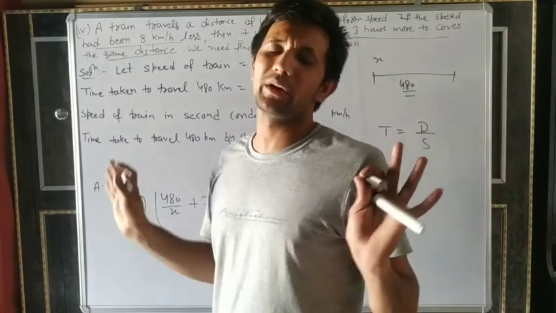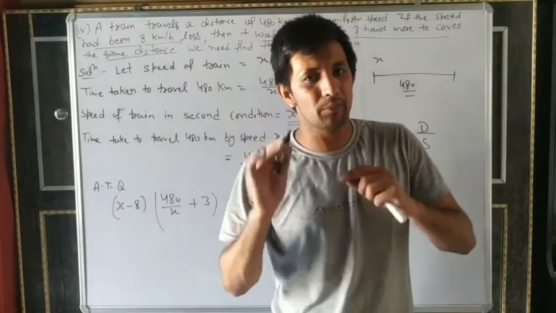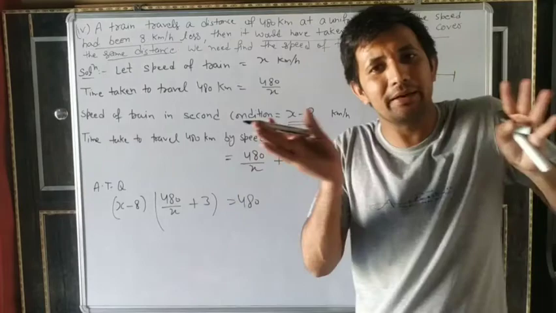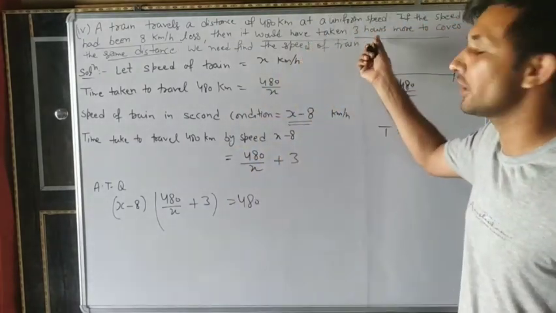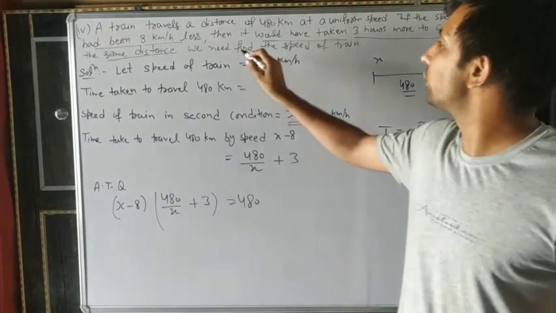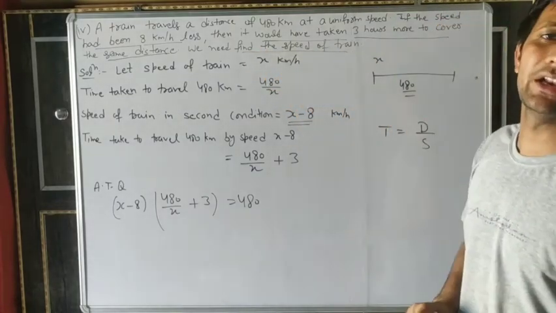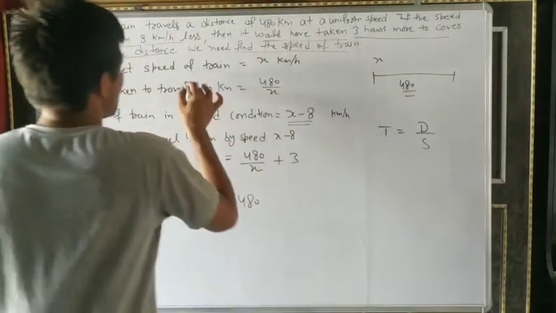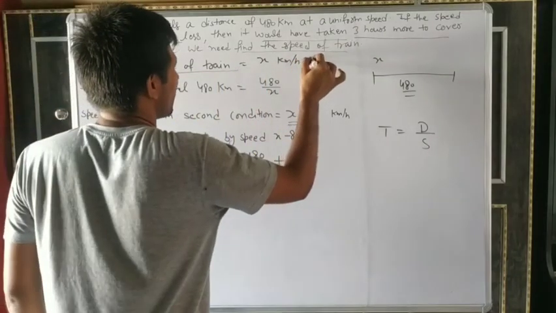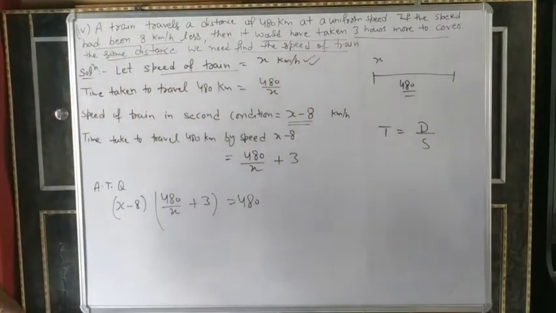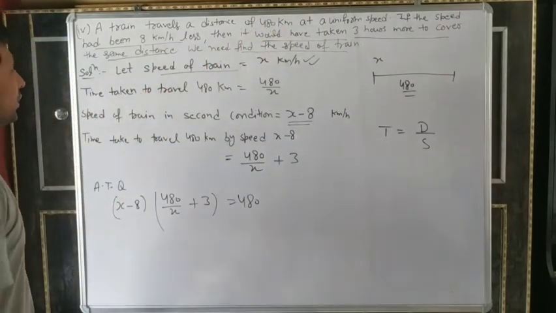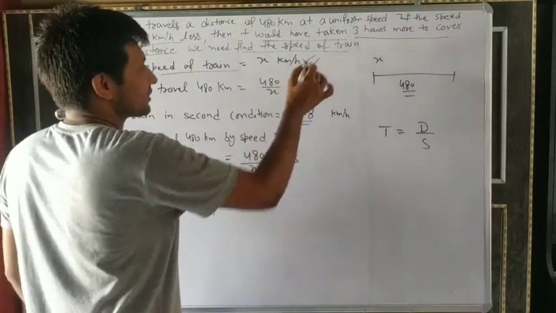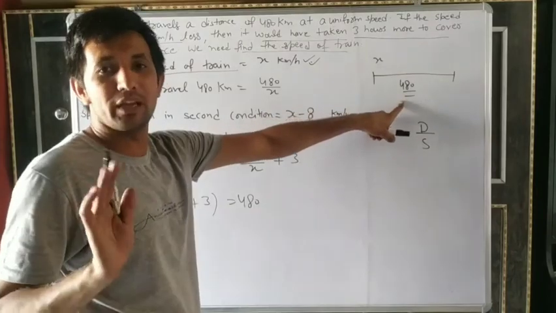We don't know what your speed is, but if your speed is 8 kilometers less, then how much more time will you take? 3 hours. Then we need to find the speed of the train. So whatever we want to find, let the speed of the train be x kilometers per hour. And how much distance do you have to travel? 480. So we know the speed and the distance is given. So can we find time or not?